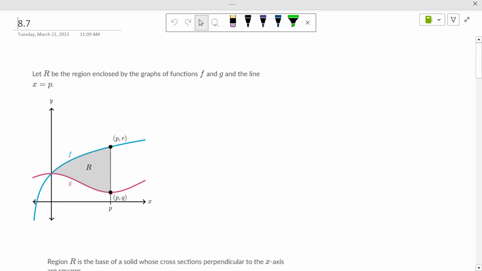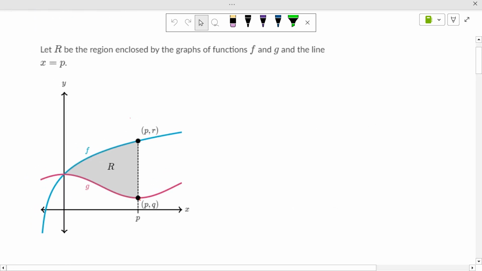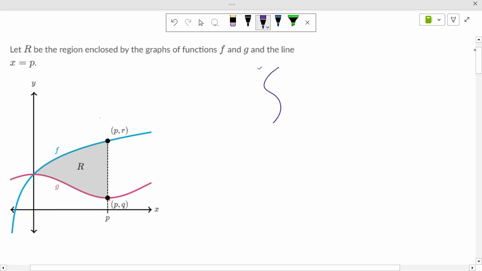All right, three-dimensional calculus. Now, we've been learning how to find the area between these two curves, okay? So that would be just the integral from here to here of the top minus the bottom. And so it would simply be the integral from 0 to p of f of x minus g of x. That's how to find this area.